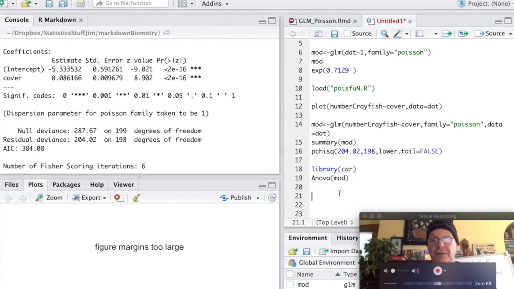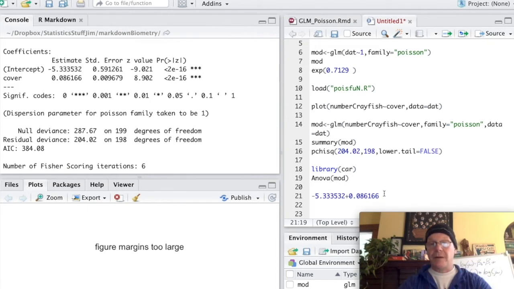And since we have our parameter estimates right up here, we could pop that into a formula, just like we had done with any other linear model. Here we have our intercept, which is negative 5.333532, and we can add to that our cover slope, which is 0.086166. Then for any given value of cover, we should be able to predict the number of crayfish we'd be able to see. So let's say that cover was 40.